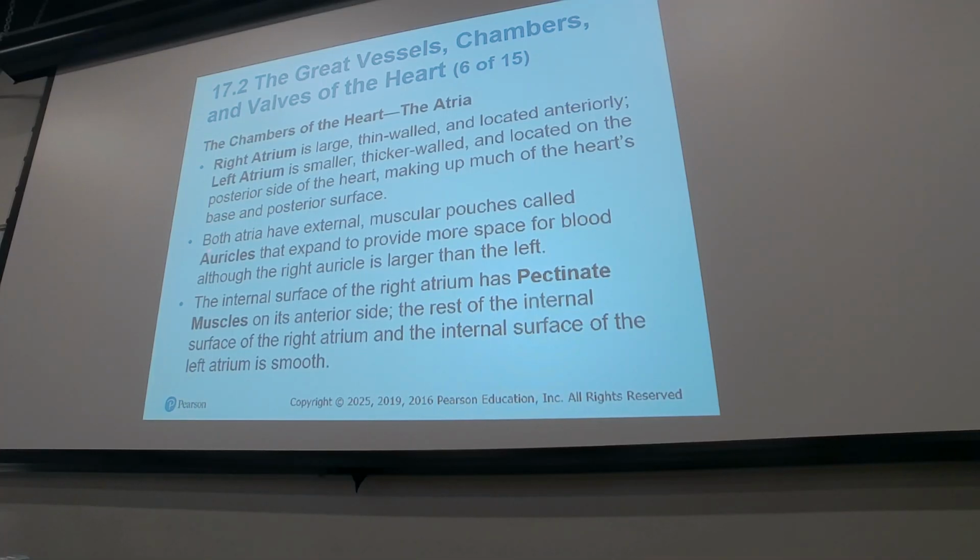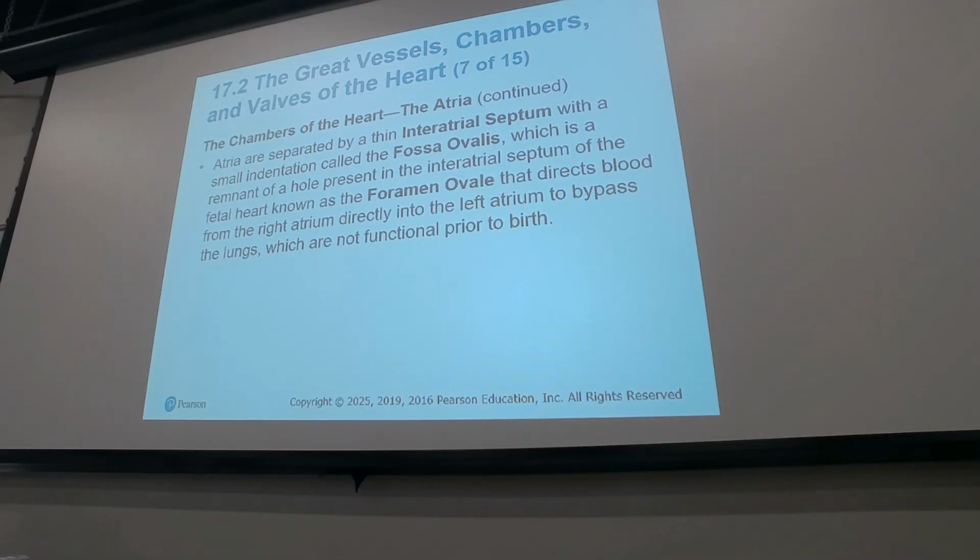And then the atria have muscular pouches that are called auricles. Auricle stands for ear, as in the auricular region, the ear region. So they have like little ears, which are the auricles, and they can expand to provide more space for receiving more blood in some cases, not always.